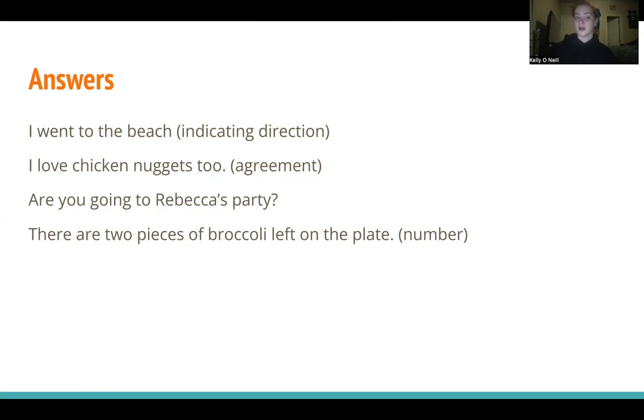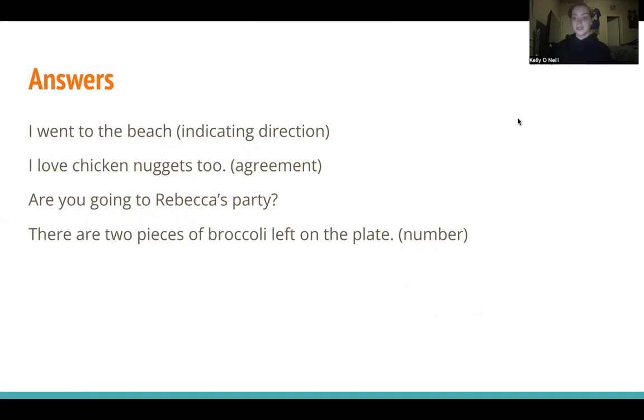The third one, are you going to Rebecca's party with one O? Again, it's indicating direction. You are going to Rebecca's party. Rebecca's party is a setting. And lastly, there are 2 pieces of broccoli left on the plate. T-W-O, it is the number because you are identifying how many pieces of broccoli there are.